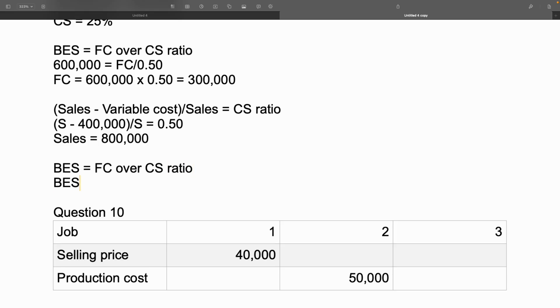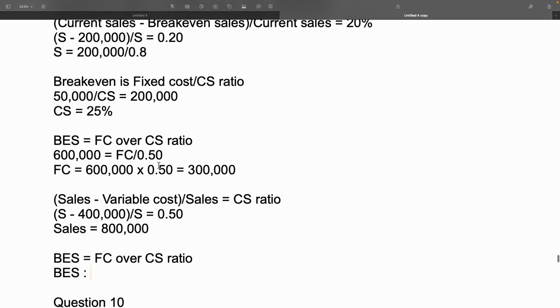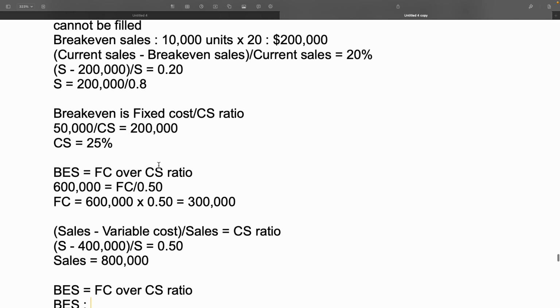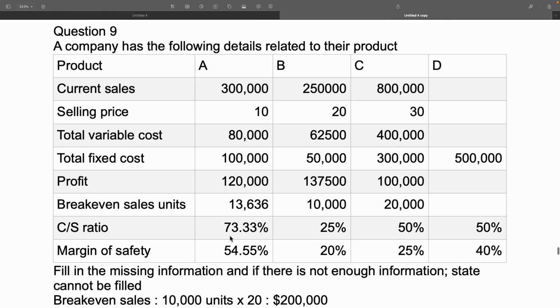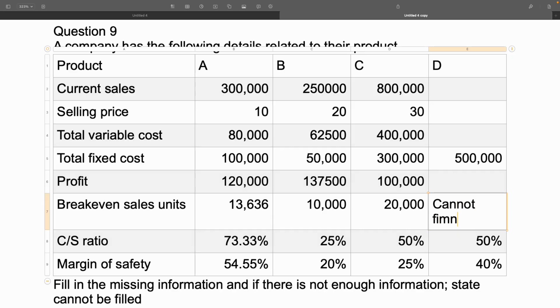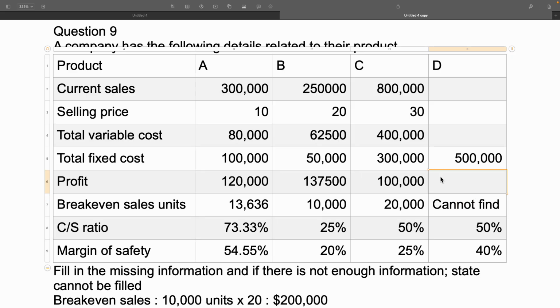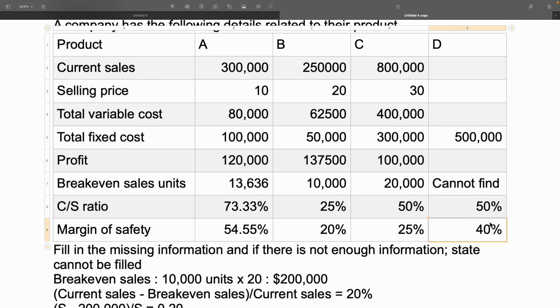So over here, break-even sales equal to 500,000 divided by the CS ratio. We know the break-even sales is 1 million. Therefore, if break-even sales is 1 million, break-even sales unit cannot find. Okay, but we can find current sales because we got CS ratio.